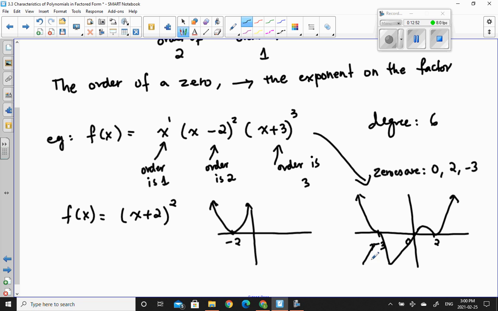This could be a possible graph. At -3, you have the cubic behavior. At 0, you have a linear behavior because its order is 1 at 0. And at 2, it can have a quadratic behavior, where it's kind of parabolic and touches 2. So the order is very important because it gives us an idea of how the function will be behaving as it passes through or crosses that point on the x-axis.